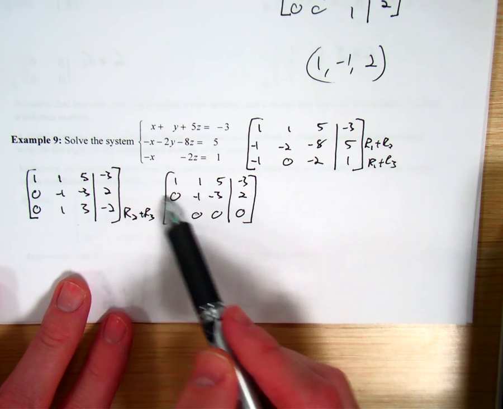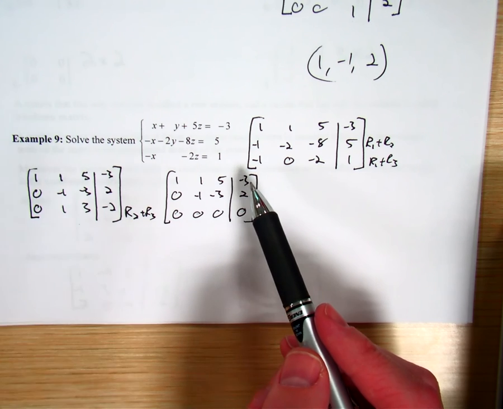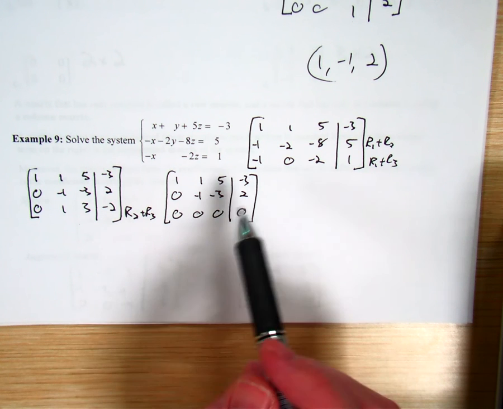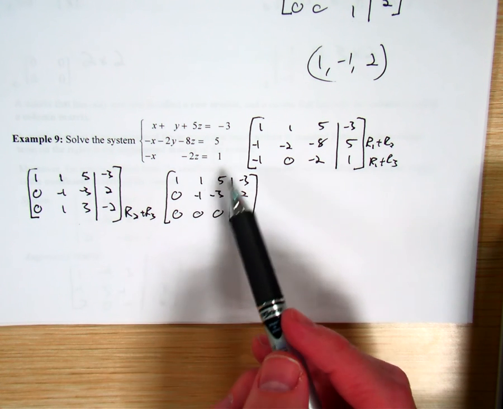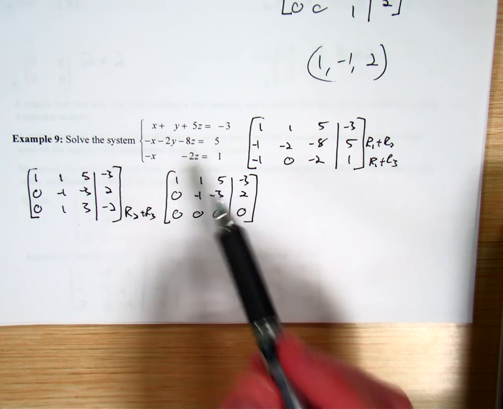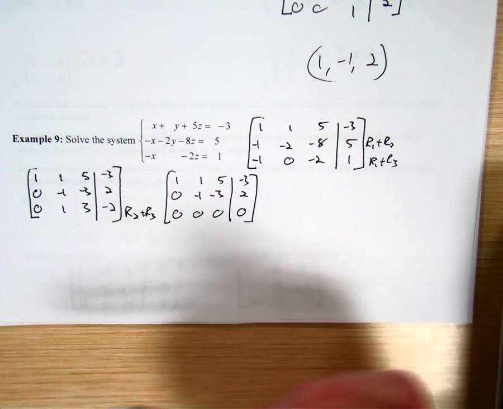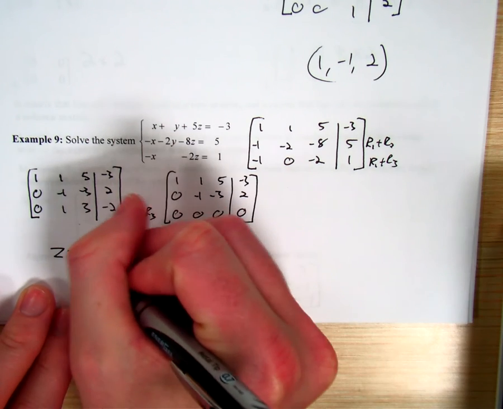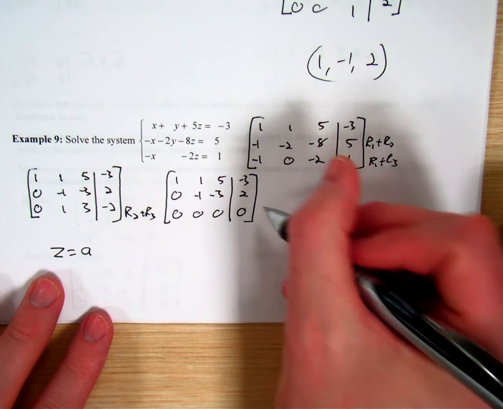So now we're down to only 2 rows with 3 letters. So it's not possible to get an actual solution from this. Because you have 3 letters and 2 equations now, it's not possible to get an actual single answer. But we could have many answers, infinitely many solutions. So we're just going to say, hey, z equals a. Remember doing this? Z equals a.